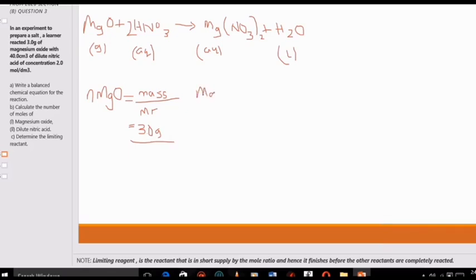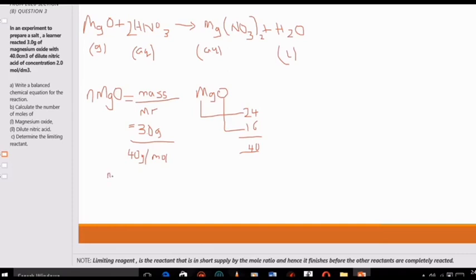So for magnesium oxide, magnesium is 24 and oxygen is 16. When you add, 4 plus 6 is 10, and 2 plus 1 is 3, so our relative molecular mass is 40 grams per mole. Okay, grams per mole.